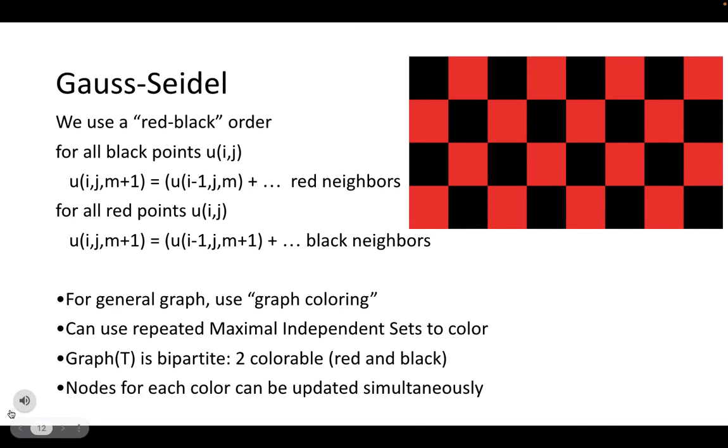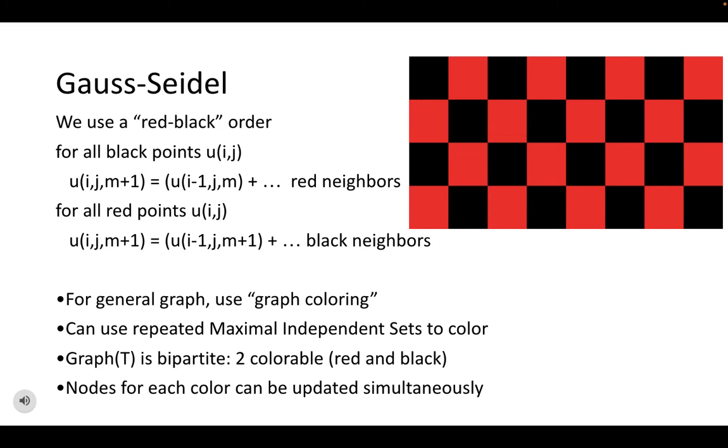Now we want to choose an order that has more parallelism. Instead of going row-wide, we divide nodes into two sets, black and red in this circumstance. At this point, all black nodes are surrounded by red nodes, and all red nodes are surrounded by black nodes. First, we can update black nodes with the red nodes surrounding them.